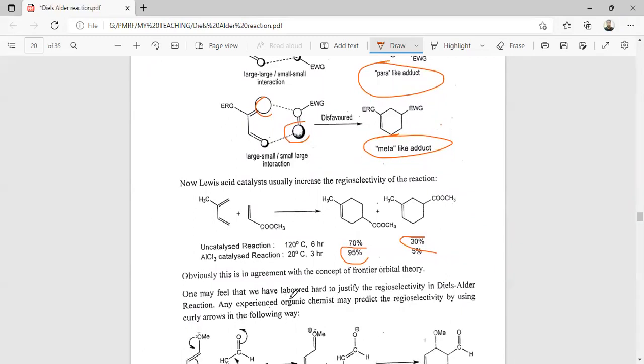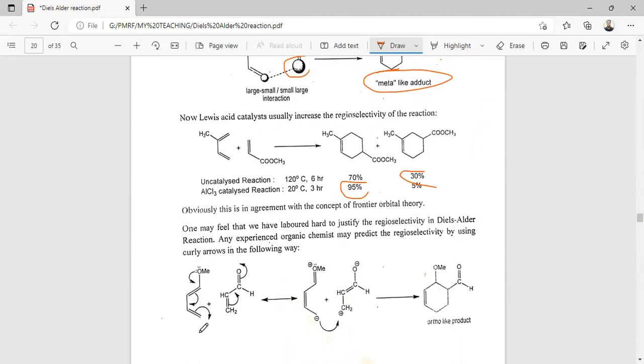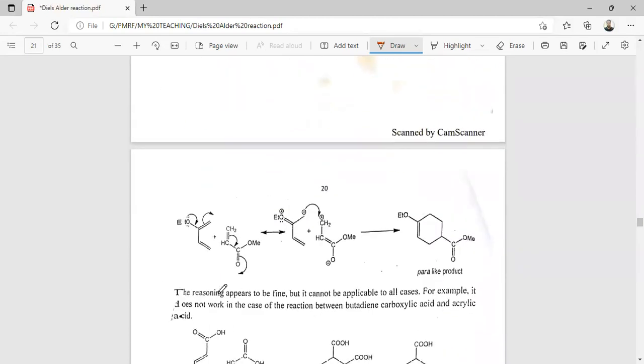One might feel that it is hard to justify the regioselectivity of the Diels Alder reaction. Any experienced organic chemist may predict the regioselectivity by trial and error in the following way. Here this is negative charge, this is positive, so that will give the ortho-like product as the favored one. And for this case, the negative charge is in this position, so that's why the meta product.